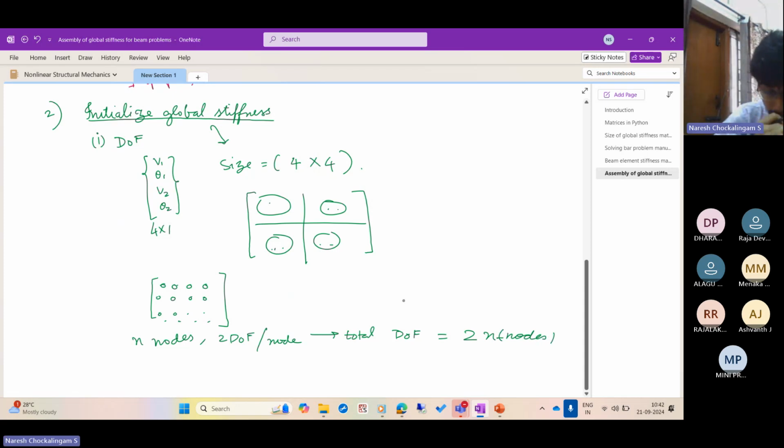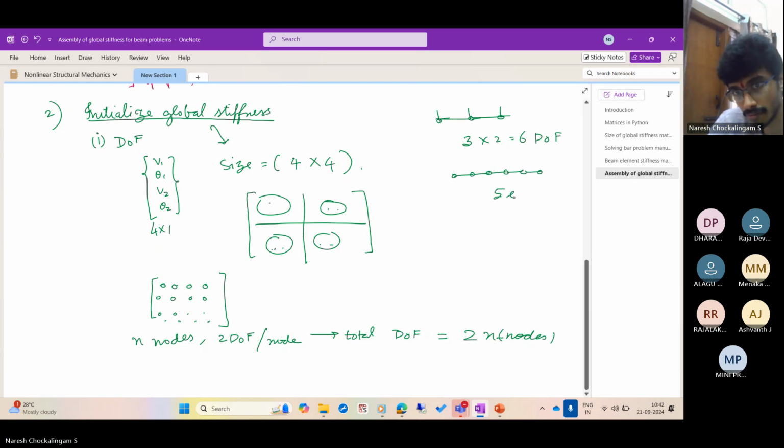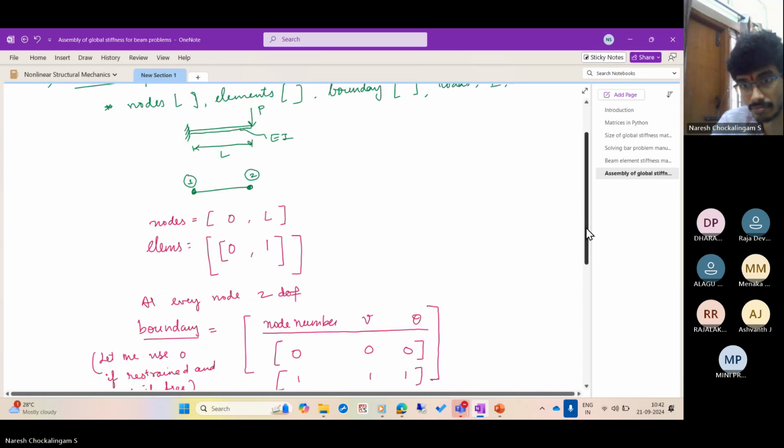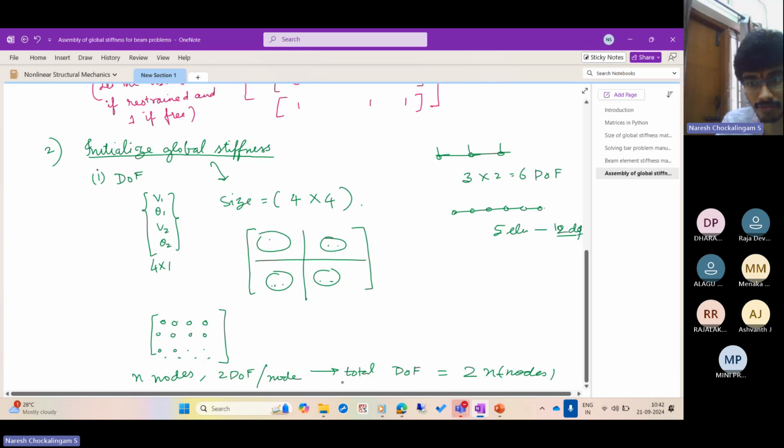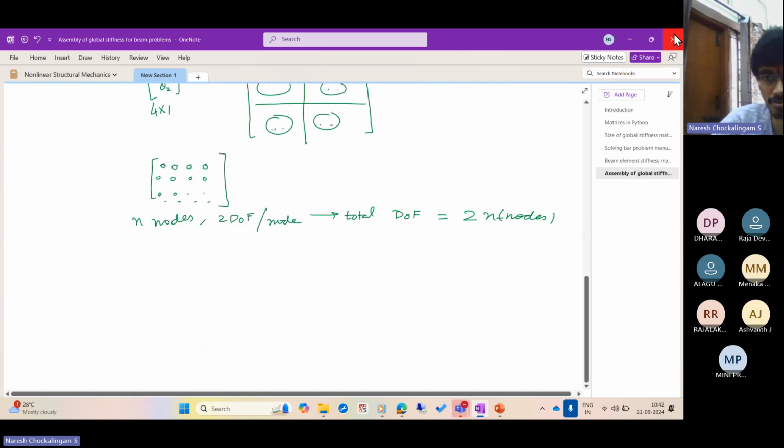So if you have two elements, then you have 2 degrees of freedom here, 2 degrees of freedom here, 2 degrees of freedom. So you have 3 into 2, it is 6 DOF system. Now if you have 5 elements, you have 6 nodes, so you have 12 degrees of freedom. So the number of degrees of freedom for a beam problem are twice that of the number of nodes. Okay, so that's one thing.